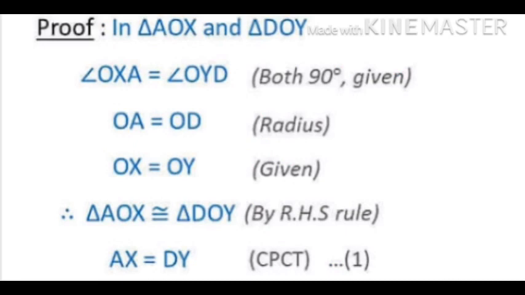Now proof. In triangle AOX and triangle DOY, angle OXA is equal to OYD, both are 90 degrees, OA is equal to OD, radius, and OX is equal to OY, given. Triangle AOX is congruent to triangle DOY by RHS rule. AX is equal to DY by CPCT. This is the equation number 1.